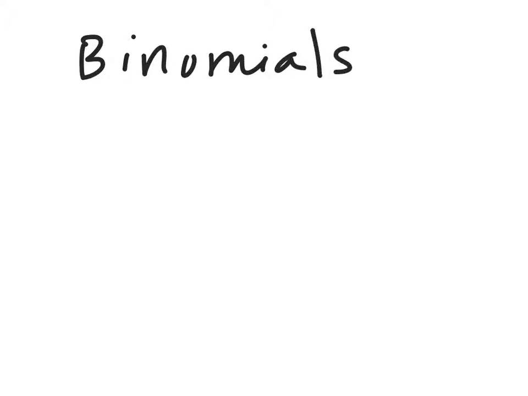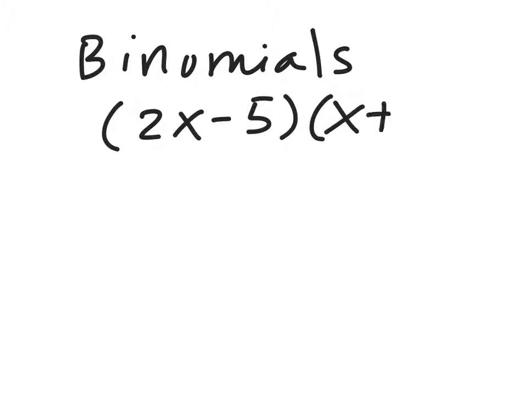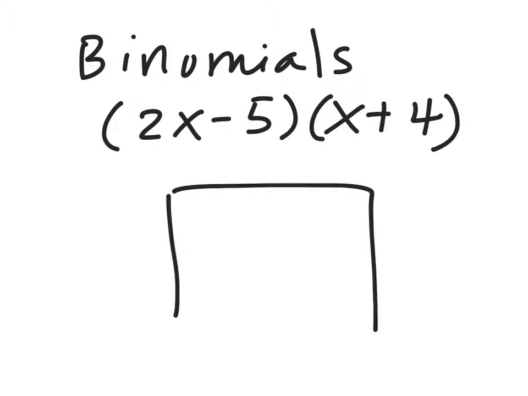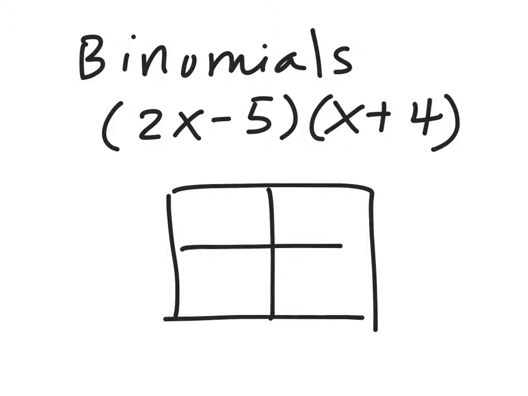Now we're going to look at multiplying binomials with the box method. We've done that a few times and just want to clear up how to exactly do binomials. So for example, if I have 2x minus 5 times x plus 4, we're going to set up a 2 by 2 box, and the dimensions of the box are 2x minus 5 and x plus 4.